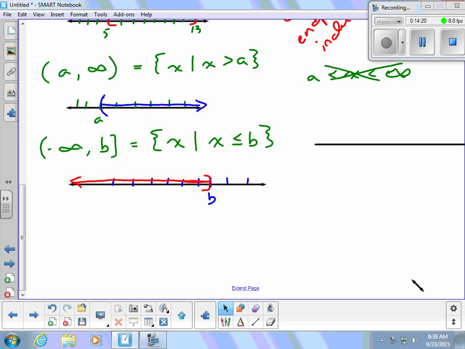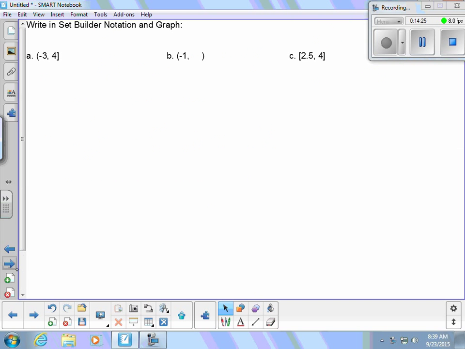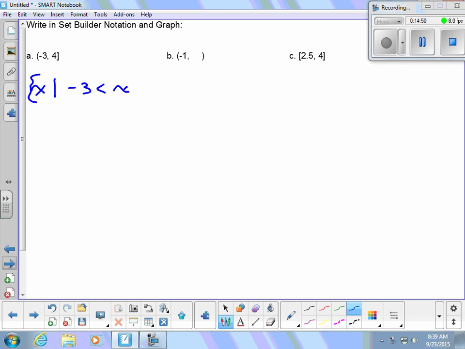Okay, we'll do a couple of examples of going back and forth between interval notation, set builder notation, and creating a graph as well. So in this example A, we've got (-3, 4]. It's open on the left, closed on the right. So that will be the set of all values of x such that -3, because that's open, is less than x, which is less than or equal to 4.